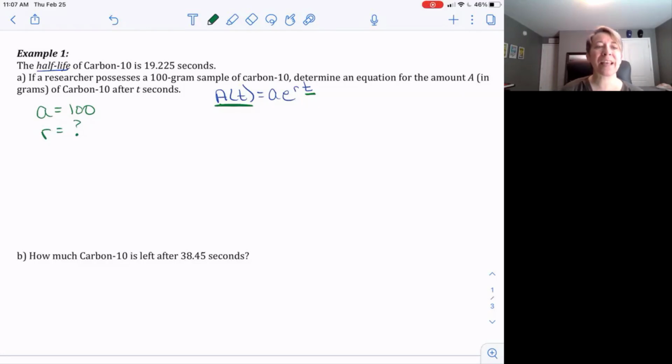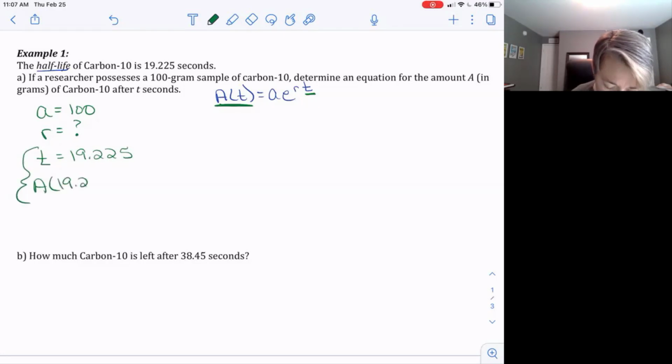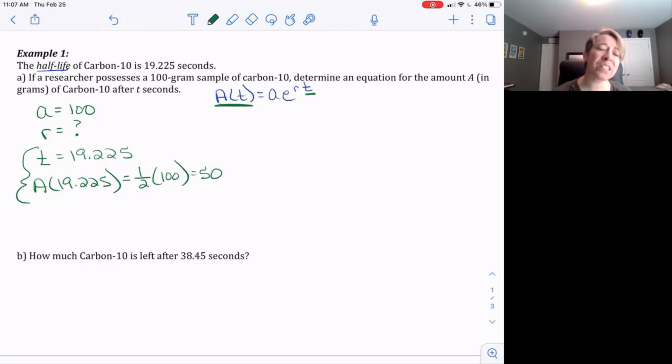Well, they did give us a half-life. So this is kind of like giving us a point to help us find a y-intercept or a slope. If our t is 19.225, then our a of 19.225 would be half of 100, or 50. Okay, so they gave us enough information to plug in every variable in order to solve for our r.